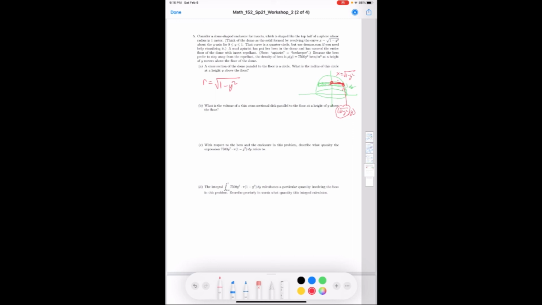Now, the volume of a thin cross section, in other words a circular cross section that has a little bit of thickness in the y direction, is going to be pi r squared. This gives the area of a cross section, and to get its volume we multiply by its thickness. Since we know the function for the radius, that's pi times the square root of 1 minus y squared, squared, dy. Or the way I'd prefer you write it is pi times 1 minus y squared dy.